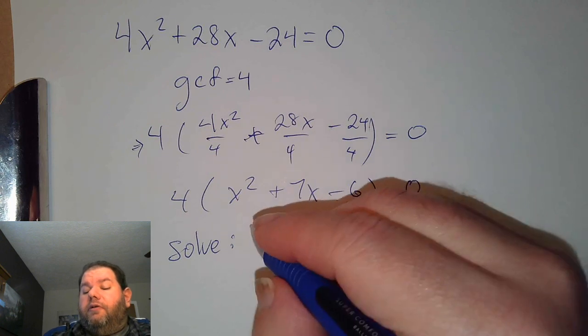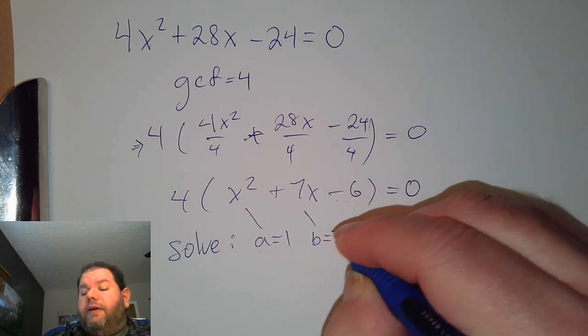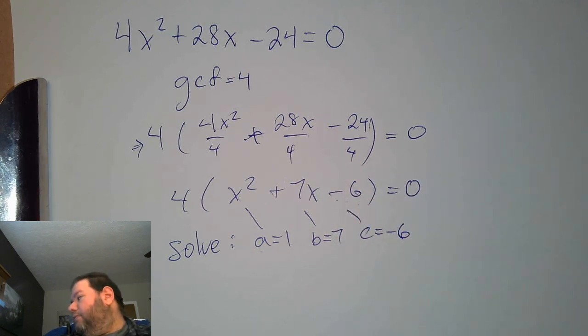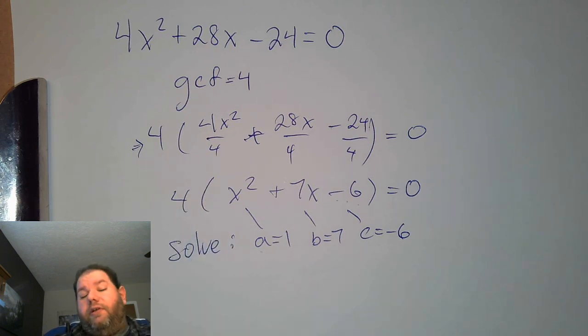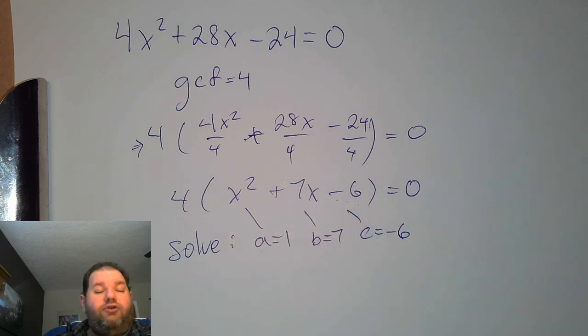Now, we'll use a equals 1, b equals 7, and c equals negative 6. Notice we're completely ignoring the 4 on the outside. Anytime we can factor out a constant, we only want to work with the constants left inside, because it should still give us the correct answer. And because we got rid of the 4 by factoring out, it makes the calculations a lot easier when we get into the quadratic formula.